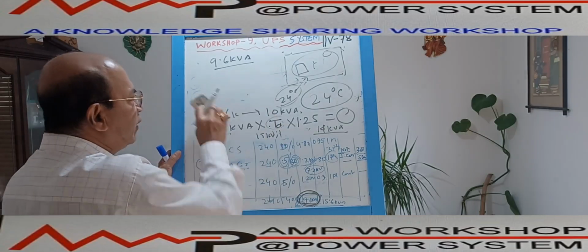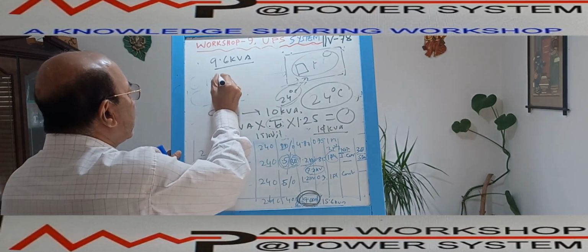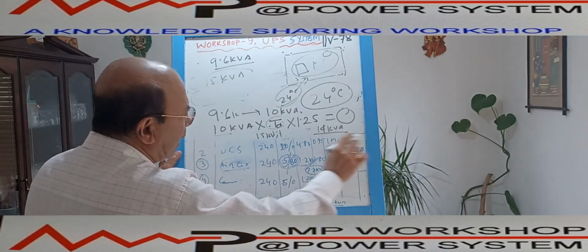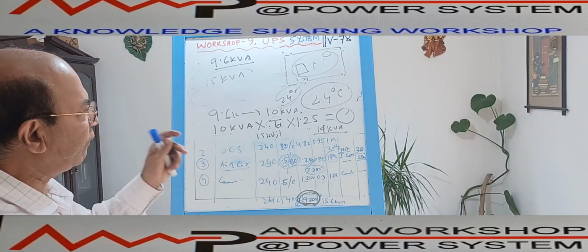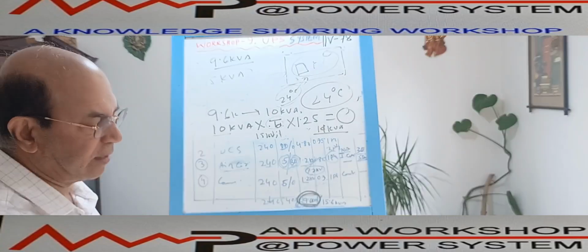That is the main part of this UPS size. A 15 kVA UPS is required. This way we'll calculate and give the round figure. That is the first part of the UPS system sizing for the steady state load.